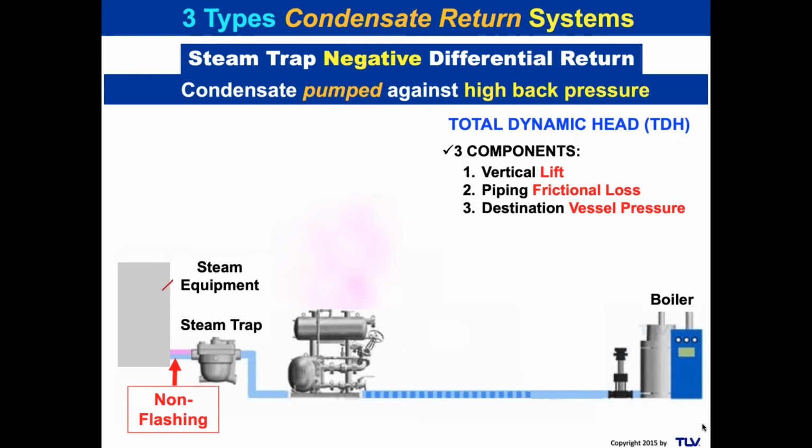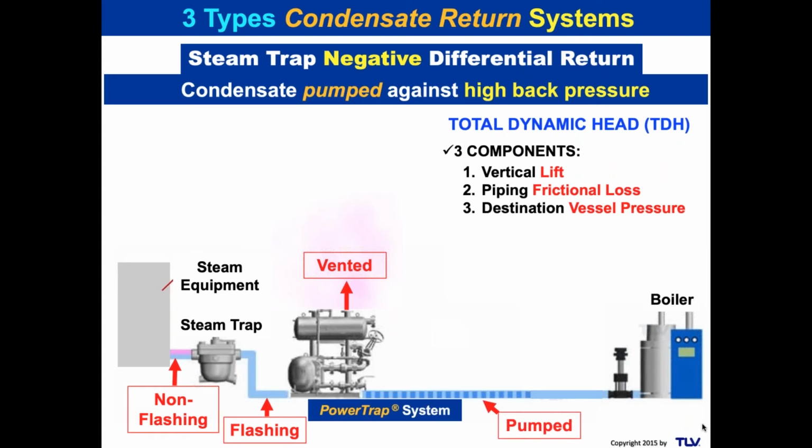So here we've got the non-flashing portion, and here we've got a flashing portion, but the steam trap on the inlet side didn't have enough positive pressure to get it all the way down a long distance. So it's got to go to this vented receiver, and we're going to put some sort of a pump in there, whether it's a power trap system or another type of pumping system. And we're going to pump that, as you see in the pump line. So we'll have flashing condensate before the pump. We'll vent off the flash at the receiver, and then we'll pump the liquid phase downstream.